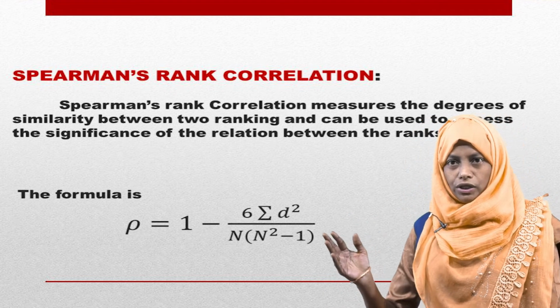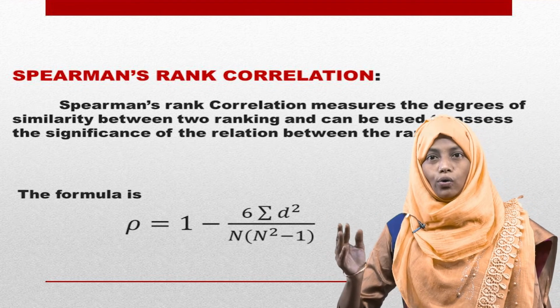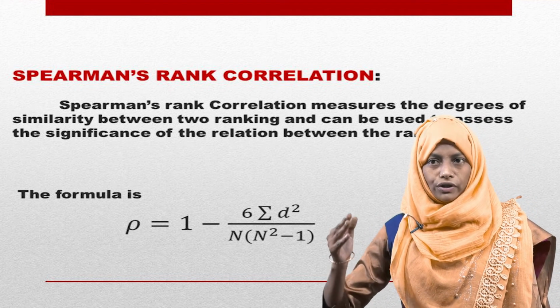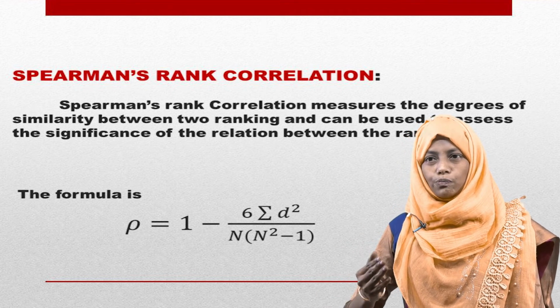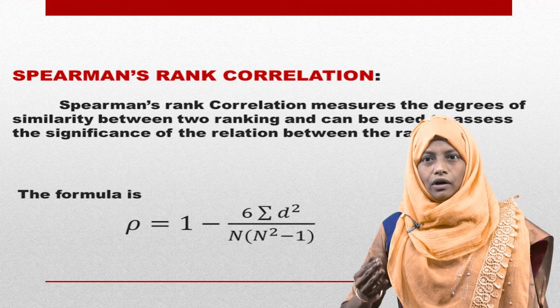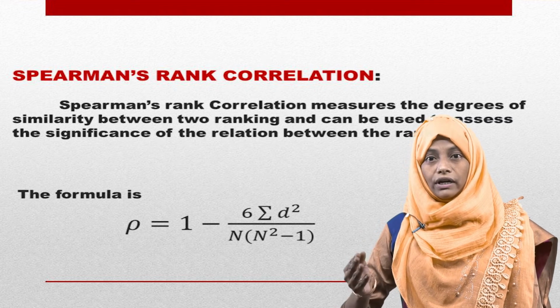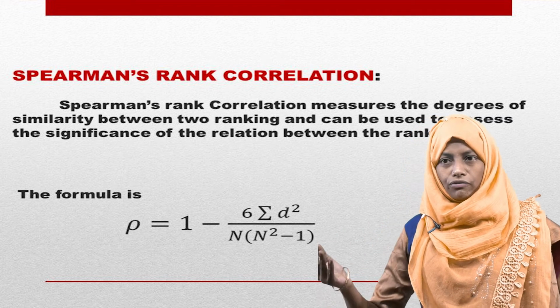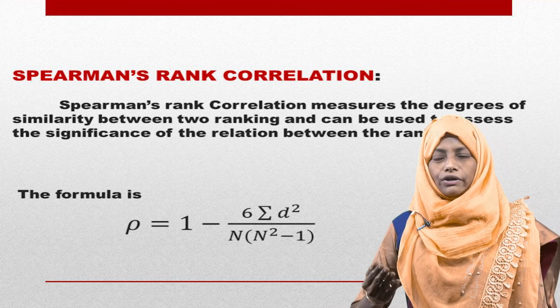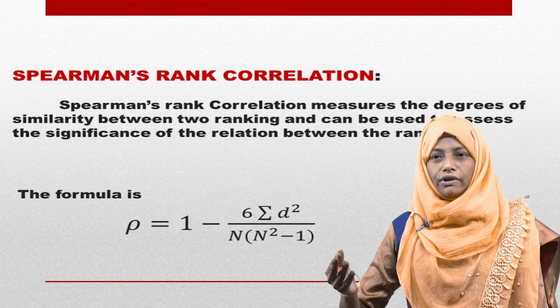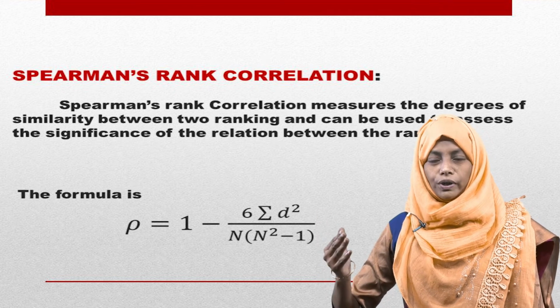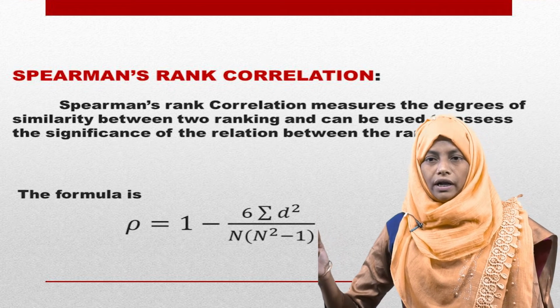Next section, we will see the Spearman's rank correlation. In the previous section, we have seen how to calculate the Karl Pearson coefficient of correlation. In this section, we will see Spearman's rank correlation. First of all, we see how it is different from the Karl Pearson coefficient of correlation. This coefficient of correlation, also known as rank correlation, was given by Charles Edward Spearman in the year 1904.